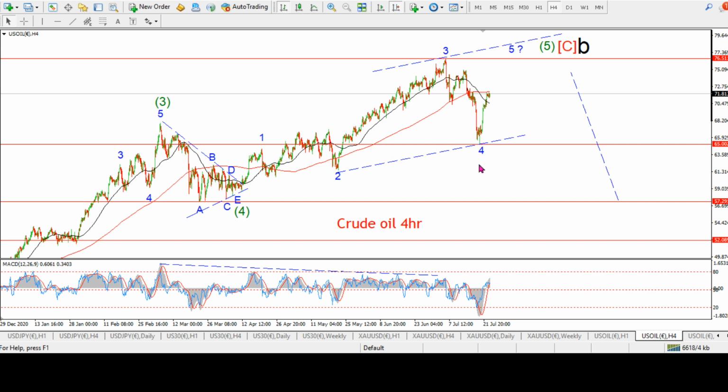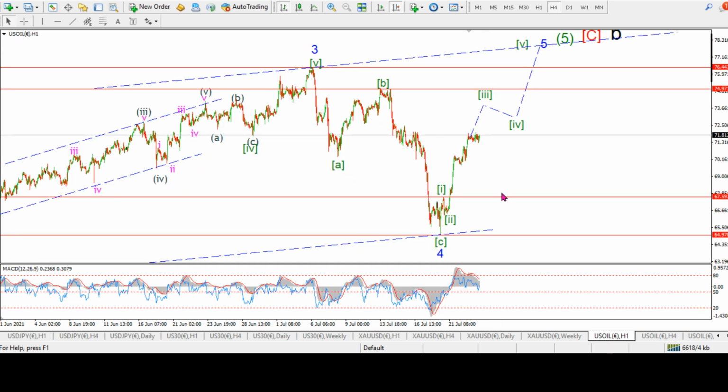So we could be looking at a wave 1 of 5 tracing out here. Let's get into the short-term charts and I'll show you. Oh, sorry, wave 5 is what I'm looking at here. So we have a wave 4 low. You can see 3 waves down, wave 4.